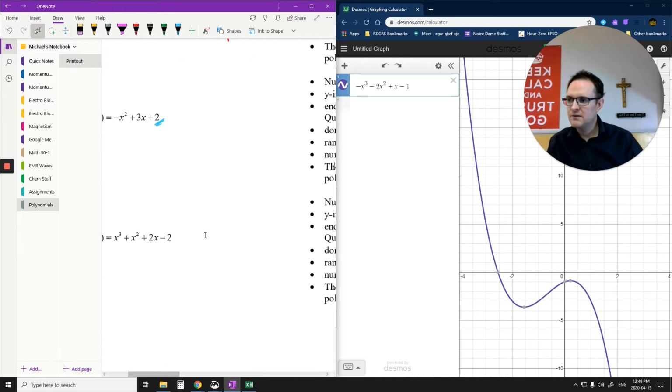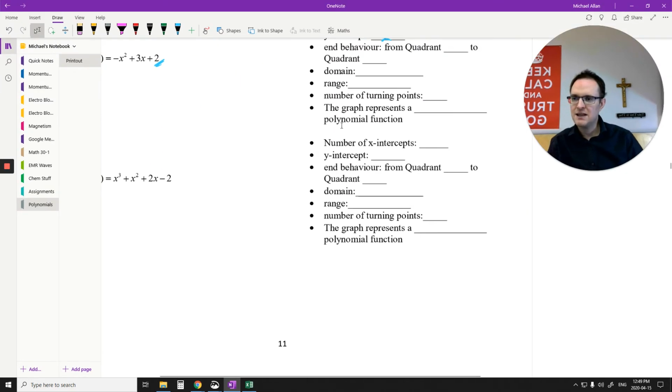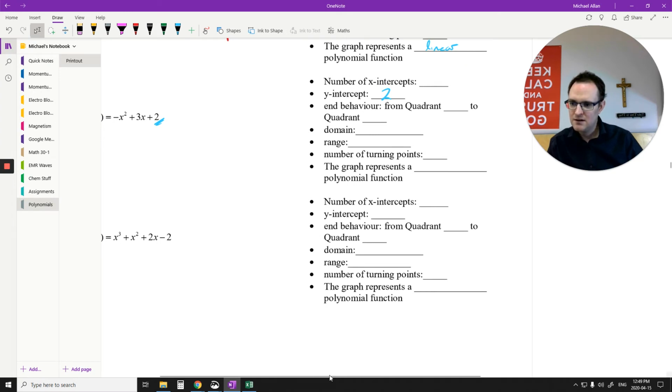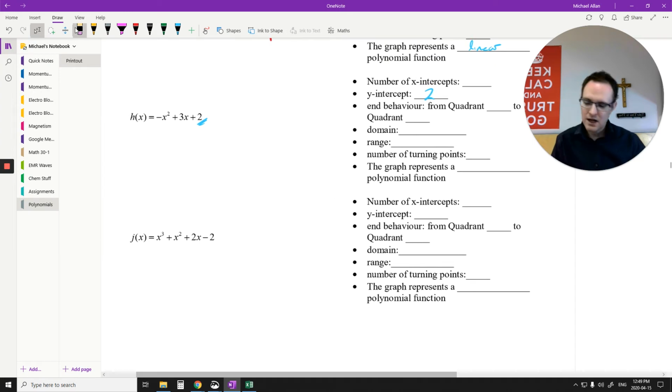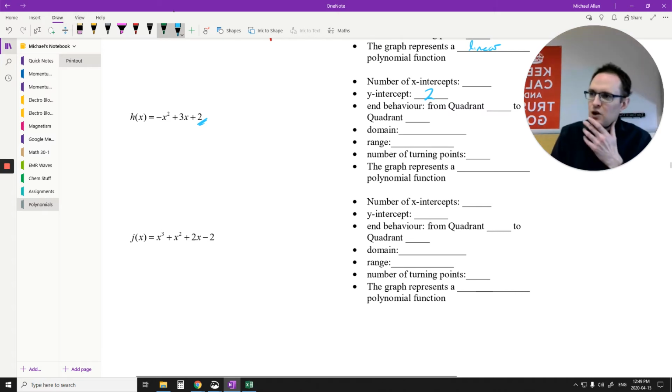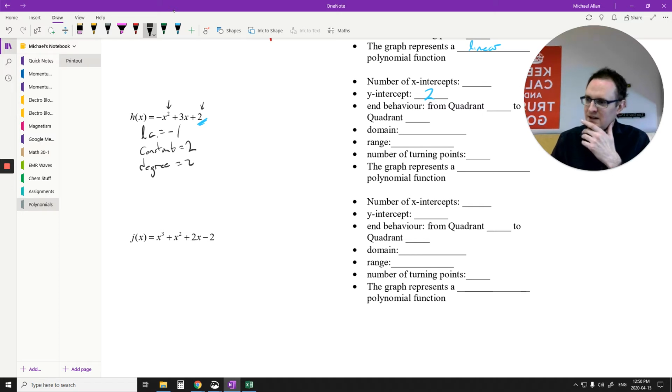So for the next 2, I could probably try to fill in as much as I can without going to the graph. So let's see. We've got a quadratic. What I know about this quadratic is that the leading coefficient, my LC, is -1. My constant term is 2. My degree is 2, so my degree is the exponent. My constant term is this last piece here. There's one down here for J.